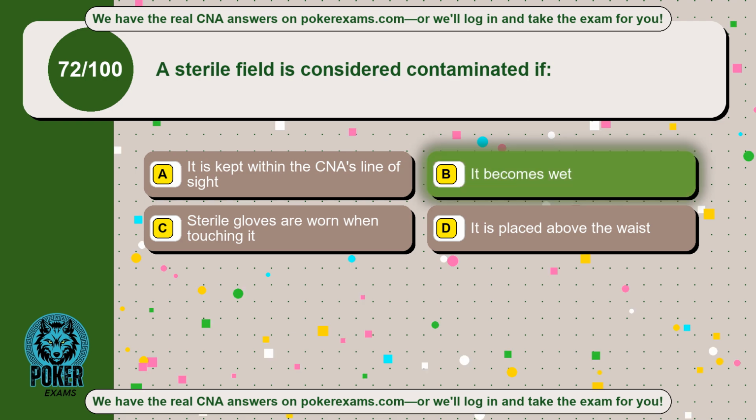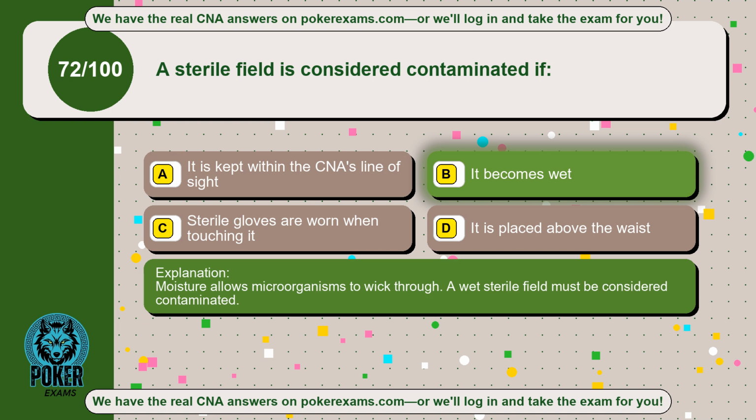The correct answer is option B. It becomes wet. Moisture allows microorganisms to wick through. A wet sterile field must be considered contaminated.